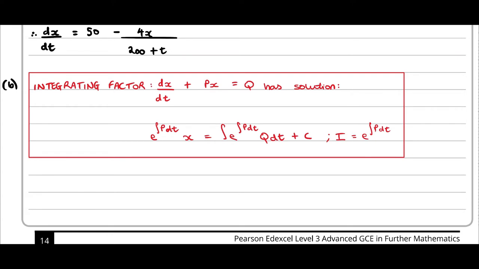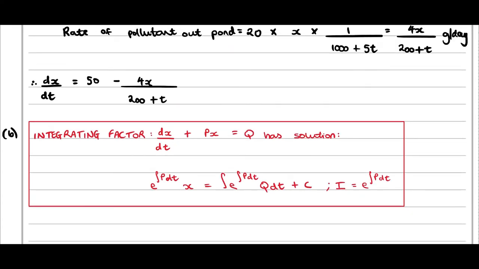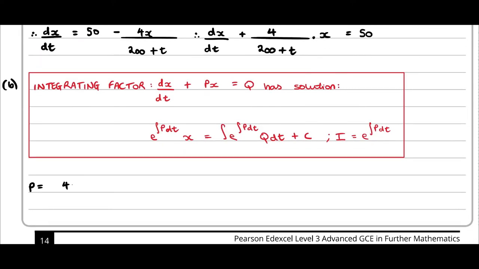So with that being said, we can first of all notice over here that dx over dt is equal to 50 minus 4x over 200 plus t, from which we can say, if we put this into this form over here, we have dx over dt plus 4 over 200 plus t multiplied by x equals 50. So we see over here P is equal to 4 over 200 plus t. Let's just write that down. And Q is equal to, as we see over here, 50.